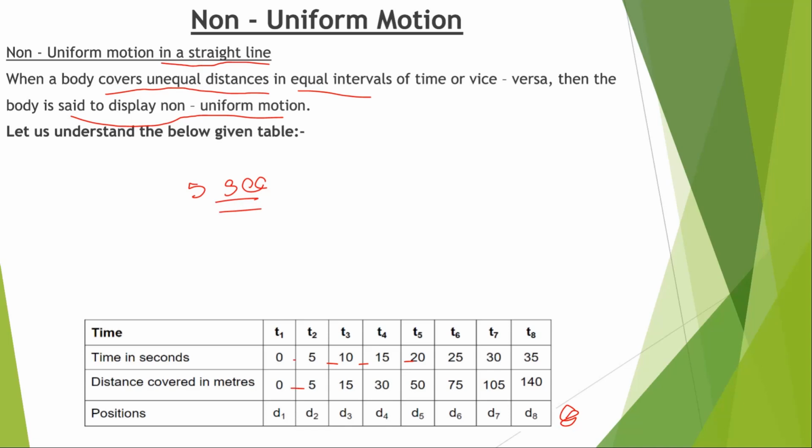Here it is 5, here it is 10. It should be 5, right? Okay, we'll see the 15. Then it is 20, 25. So this is not a uniform motion, because it is 5, then it is 10, then it is 15. So how is this common? There should be only one number. So it is said to be non-uniform motion. This example is non-uniform motion.